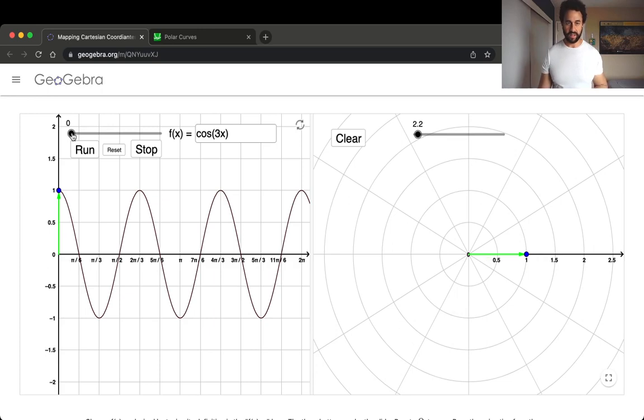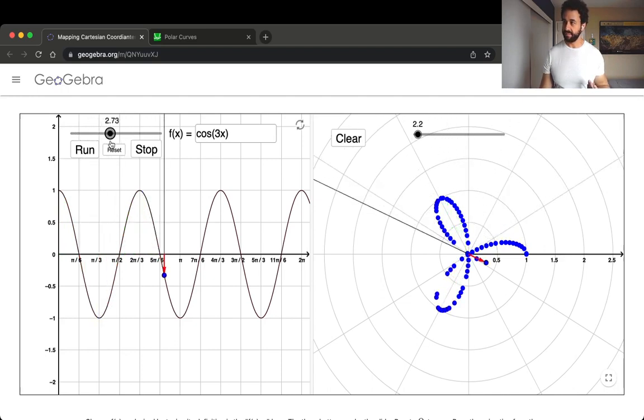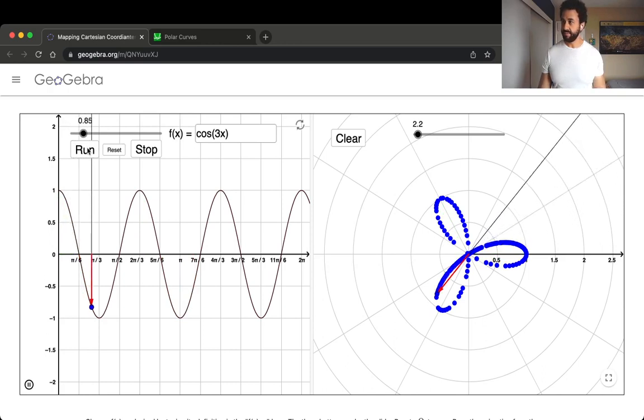If I let theta increase from 0, it's going to trace the curve out for me. You see it? There we go. Okay, let me let it run, see what it looks like. See, it traces out that curve. When the radius is negative, the ray is reversed from what it normally would be. But that's how you do it.